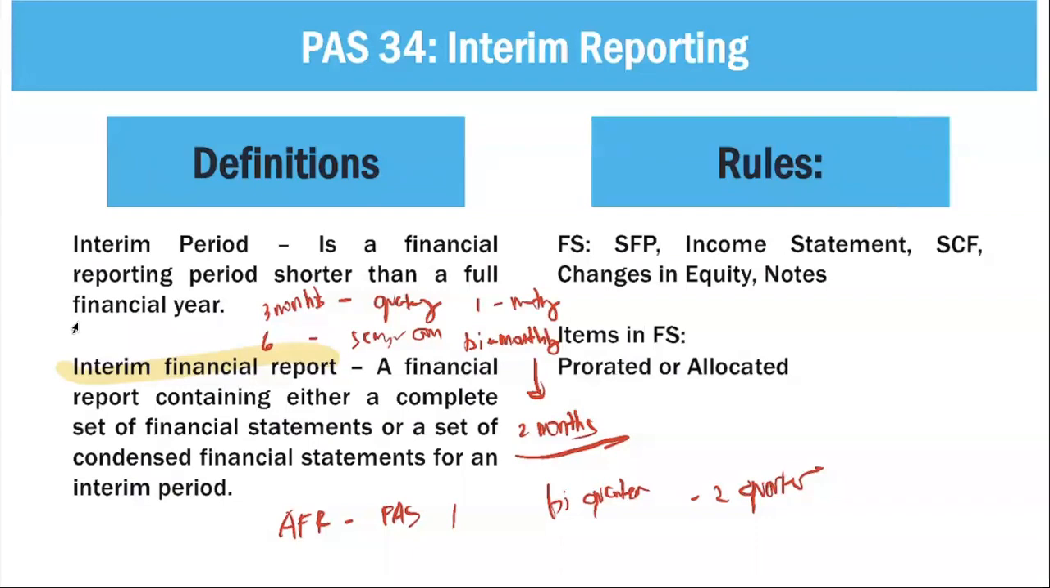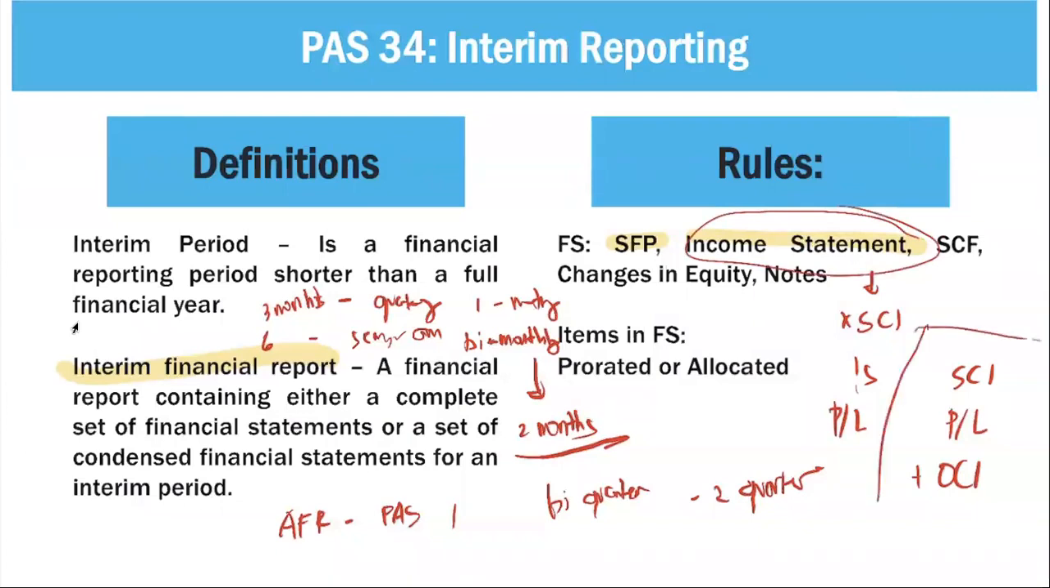So since we are talking now about interim financial report, what are the different financial statements under your interim report? First, statement of financial position. Next, income statement. Look at the words used. Income statement, not statement of comprehensive income. There is a difference between the two. Remember that, right? Income statement talks about profit or loss. Statement of comprehensive income is profit or loss plus items of OCI. So under interim reporting, what is included only is your income statement. You do not include the items of your OCI. Remember that.